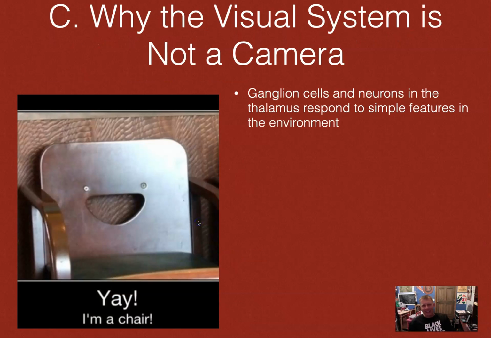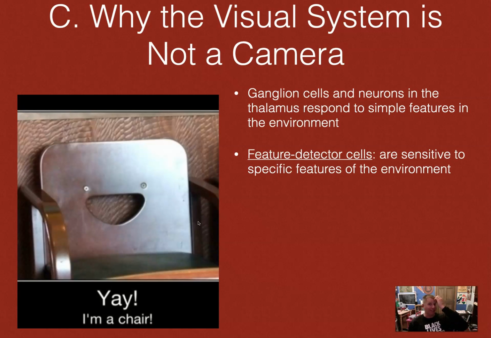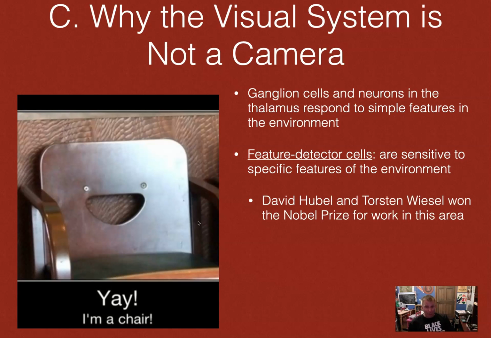The ganglion cells and the neurons in the thalamus respond to simple features in the environment. You're pre-wired to see things. These are called feature detector cells. They're sensitive to specific features in the environment to pick up shapes, pick up patterns. David Hubel and Torsten Wiesel won the Nobel Prize for this work in the area. One of 5 psychologists to win the Nobel Prize for psychology.